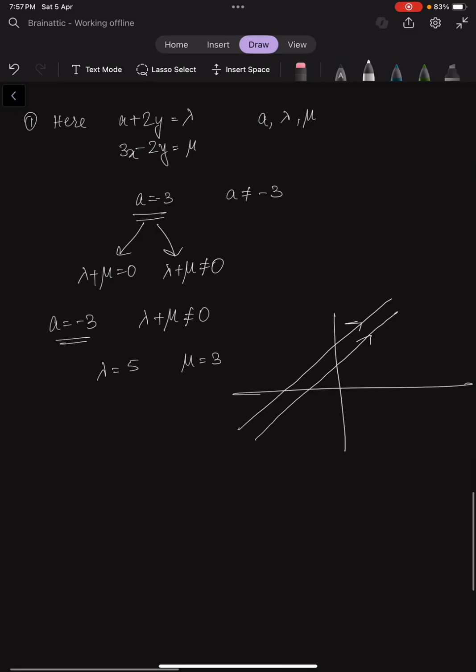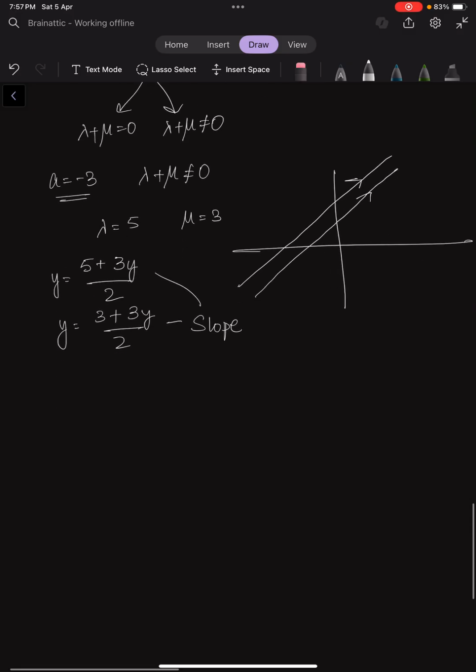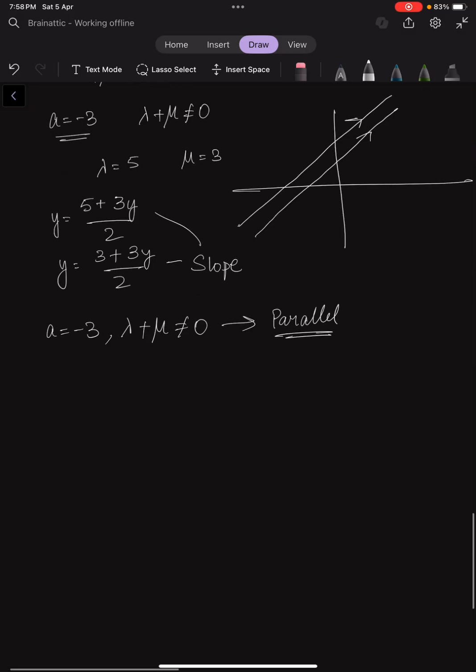Okay, why so? If we write the equations, they would look like y is equal to 5 plus 3x by 2 and y is equal to 3 plus 3x by 2. So my slope, if you see, is the same in both the places. So when a is equal to minus 3 and lambda plus mu is not equal to 0, this means they will always be parallel.